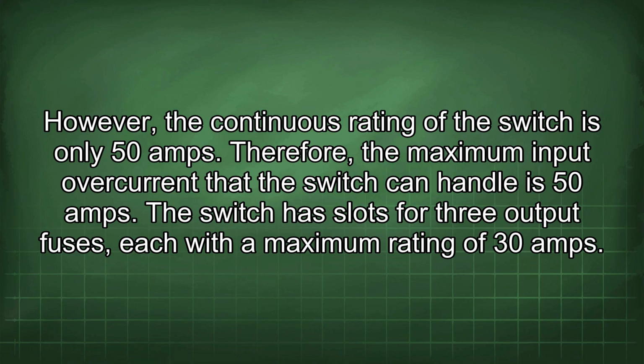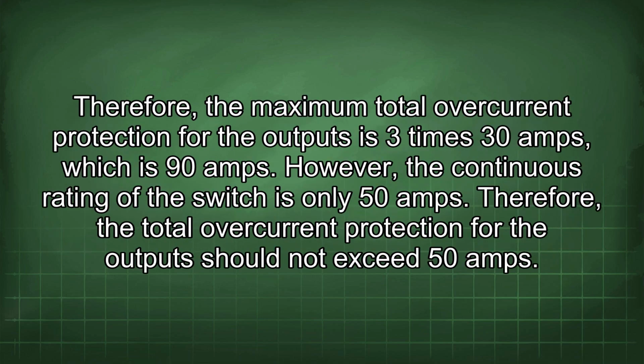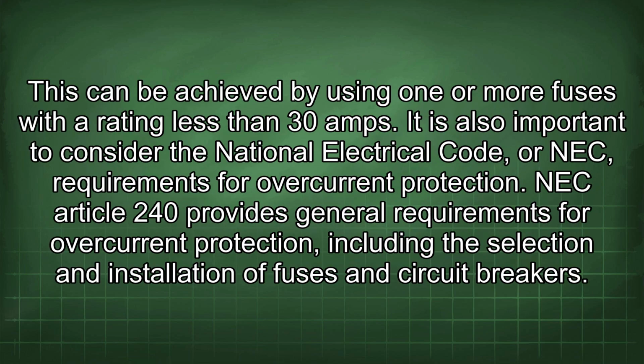The switch has slots for 3 output fuses, each with a maximum rating of 30 amps. Therefore, the maximum total overcurrent protection for the outputs is 3 times 30 amps, which is 90 amps. However, the continuous rating of the switch is only 50 amps. Therefore, the total overcurrent protection for the output should not exceed 50 amps. This can be achieved by using one or more fuses with a rating less than 30 amps.